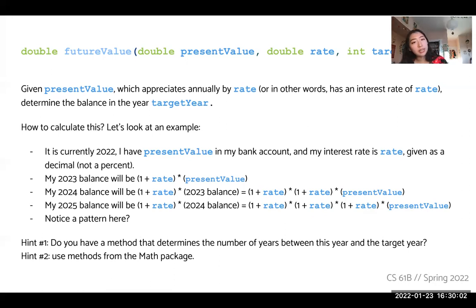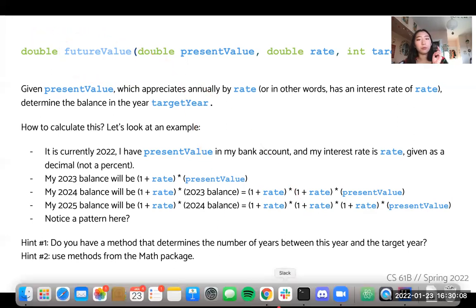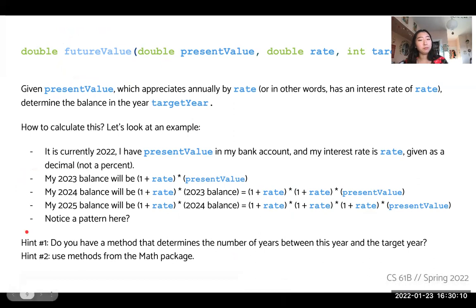You can use this to define a pretty compact math expression that will help you determine the future value. So I have 2 hints for you. Number 1, do you already have a method that determines the number of years between this year and the target year? And how could that be relevant? Could it maybe relate to how many times you need to multiply this thing? Just a thought.